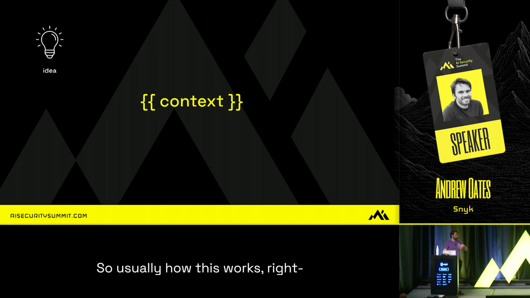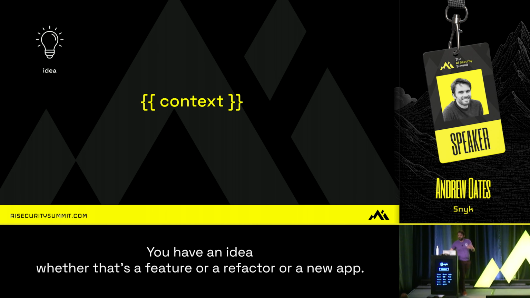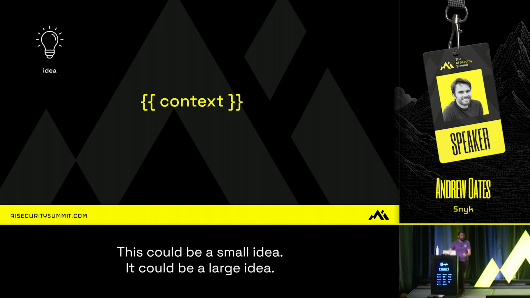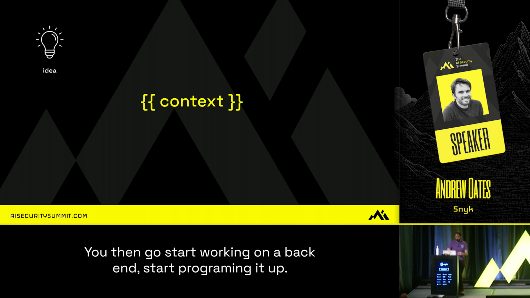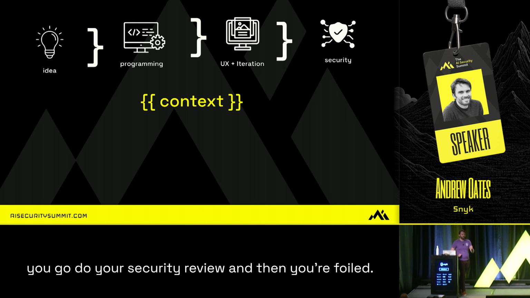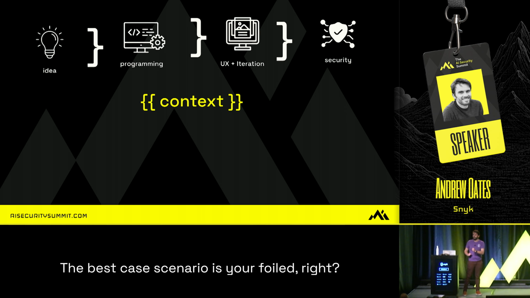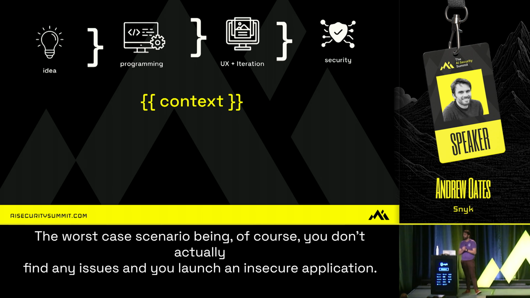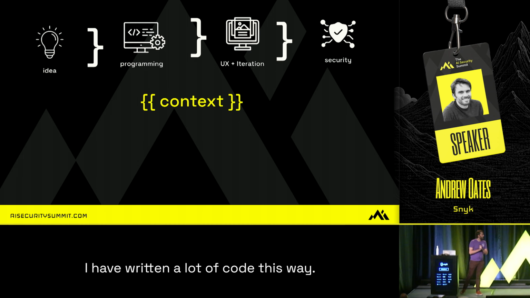So usually how this works, right? You have an idea, whether that's a feature or a refactor or a new app. This could be a small idea. It could be a large idea. You then go start working on a backend, start programming it up. You then do your UX and your iteration. And then right as you're close to the finish line, you go do your security review. And then you're foiled. The best case scenario is you're foiled, right? Like you find the issues, you go fix them. The worst case scenario being, of course, you don't actually find any issues and you launch an insecure application.